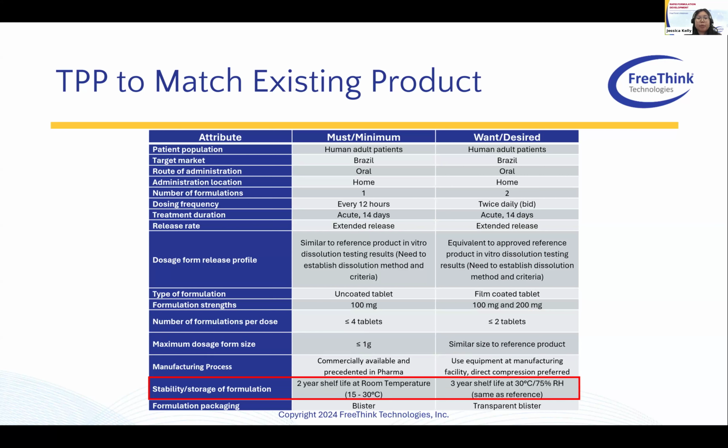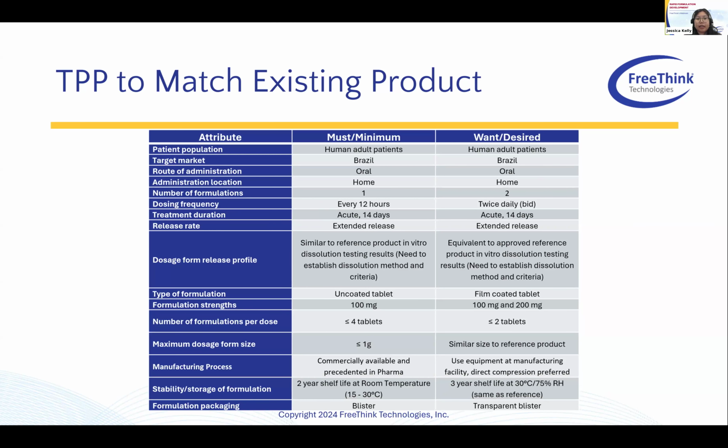So for the stability and storage of the formulation requirement, it's important to keep in mind what country the product will be approved in. So in this case, Brazil has special zone requirements that would inform what the stability requirement should be for the product.